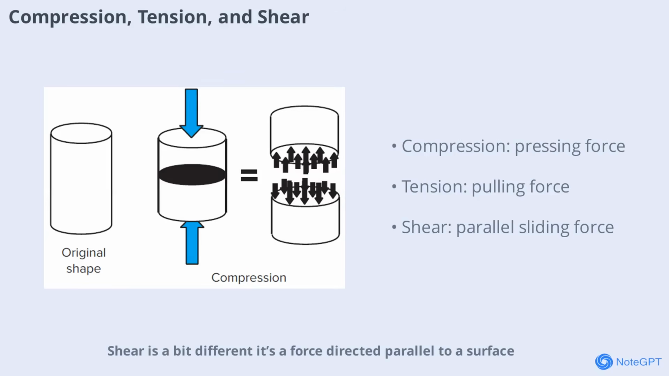Shear is a bit different. It's a force directed parallel to a surface, which can cause parts of a structure to slide past each other. Each of these loads acts differently on our tissues, and understanding them helps us appreciate how our bodies handle stress and strain during movement. Let's look at some visuals to see these forces in action.